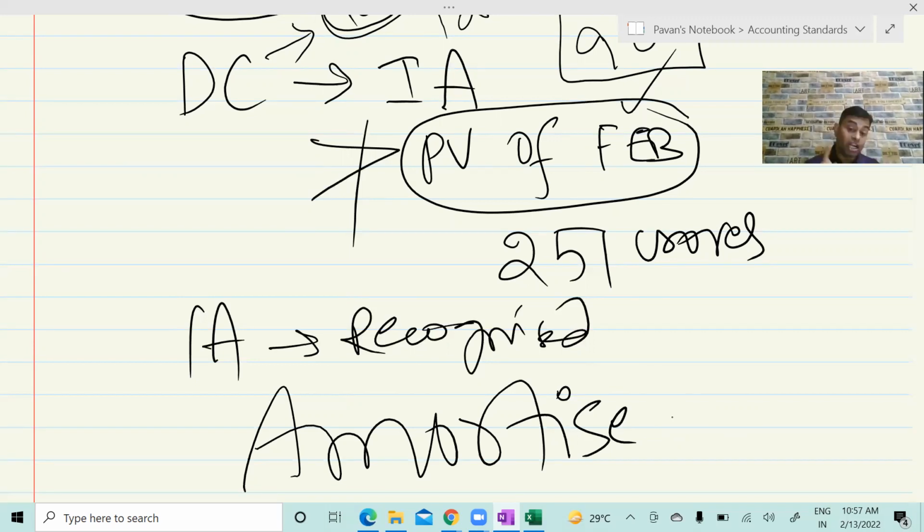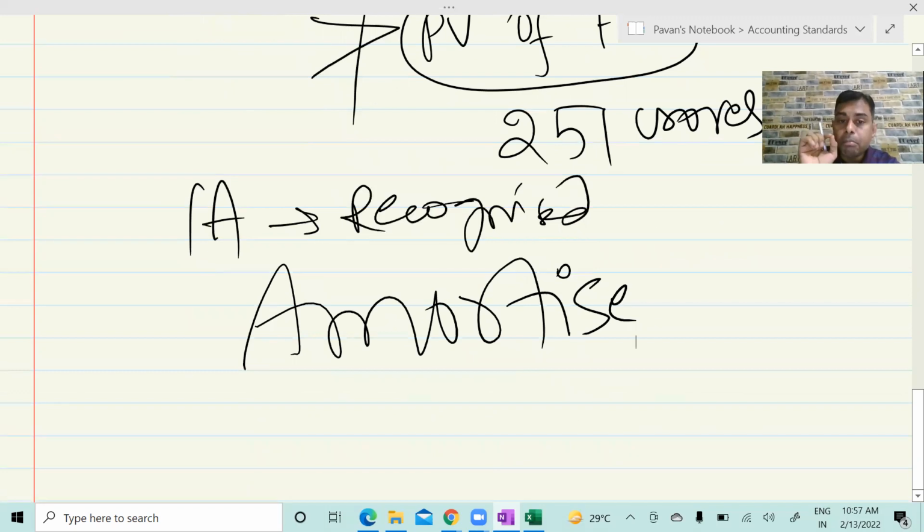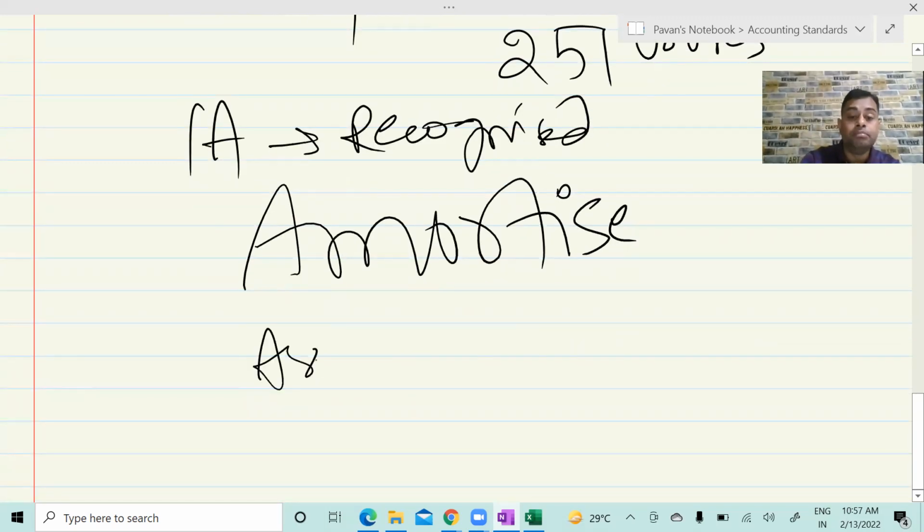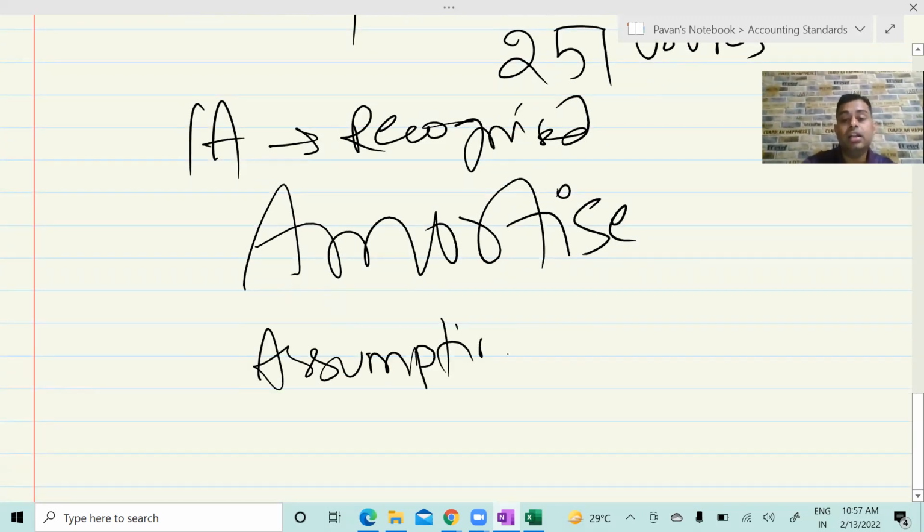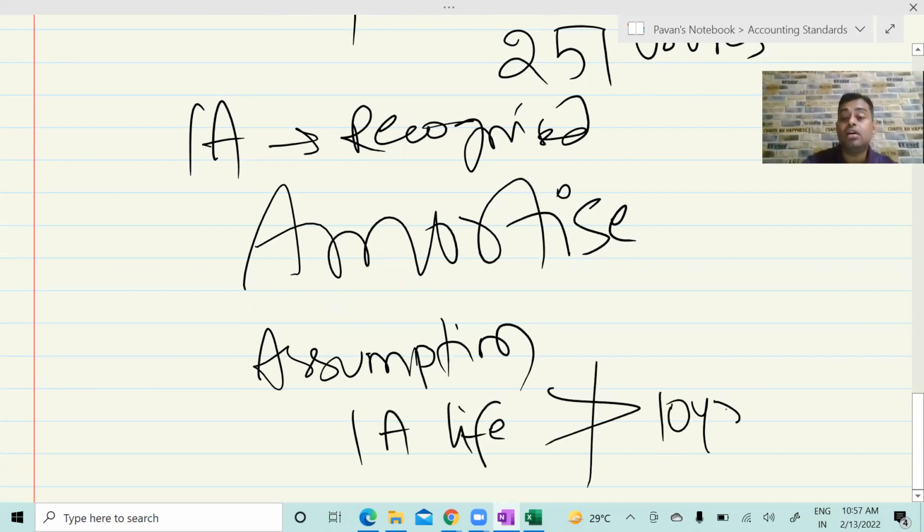You can amortize, but there is a rebuttable assumption that intangible asset life can't be more than 10 years. AS 26 says, dear company, when you have an intangible asset, try to write it off within 10 years, because they believe no technology will last more than 10 years. They believe. Pavan sir, there is one exception possible.